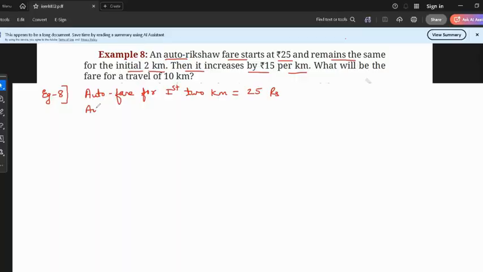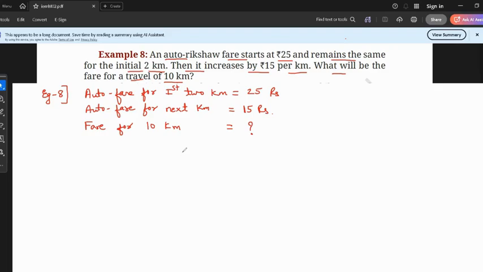Now I will write auto fare for next kilometer is 15 rupees. After 2 kilometer, the auto fare for the next kilometer is 15 rupees. What will be the fare for the travel of 10 kilometer? So we have to find fare for 10 kilometer will be how much?